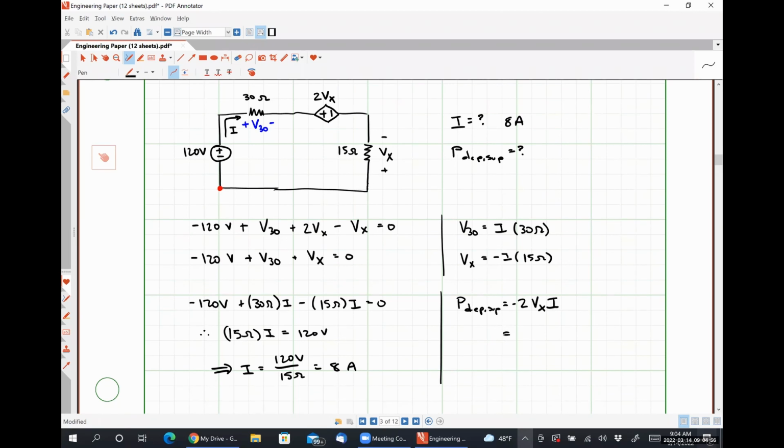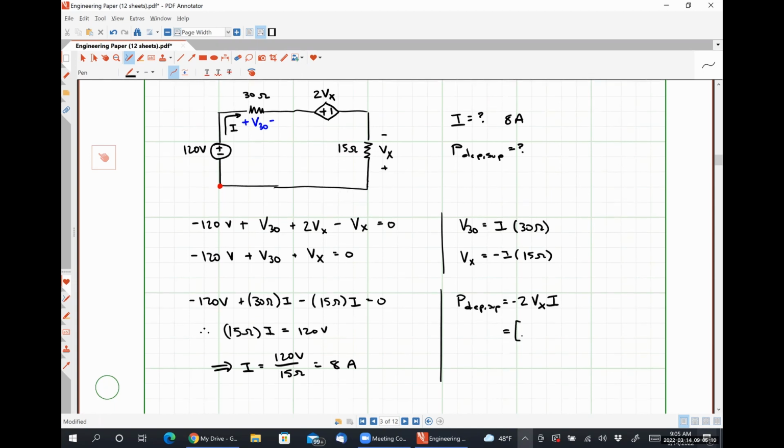We know what I is, we know what -2 is because that's just a number, but we don't know what Vx is, except that we've already come up with a relationship, right? So we can simply substitute that relationship in. So we're going to have -2 times -I times 15 ohms times another I, which is going to look like -30 I squared. And dimensionally, this comes out to be -1920.